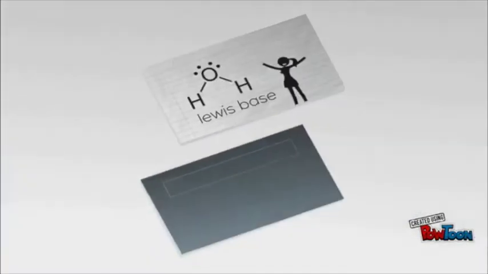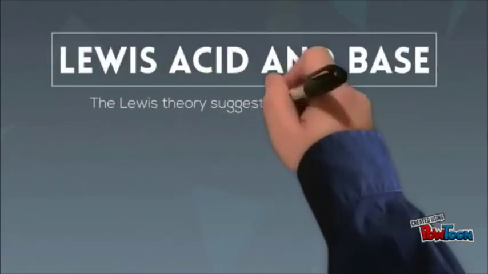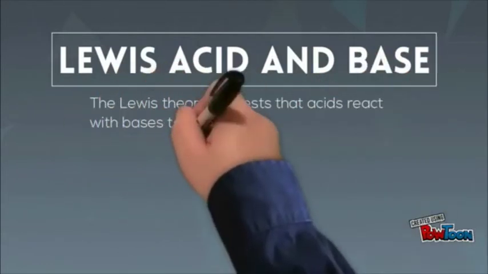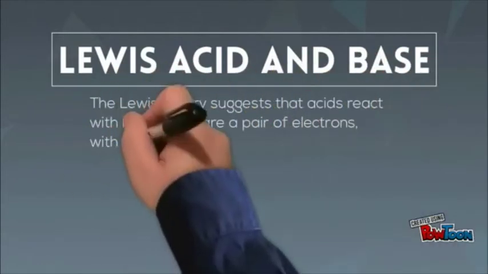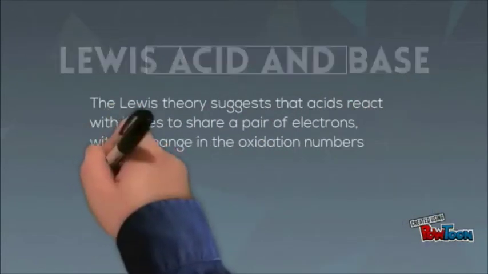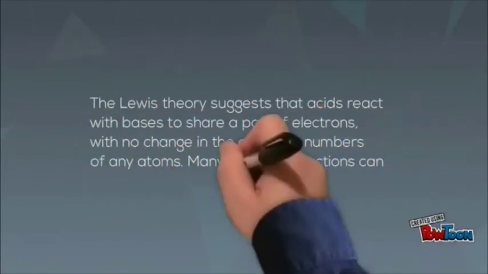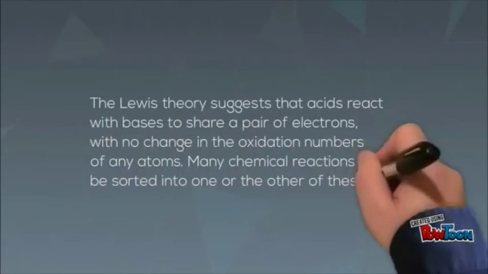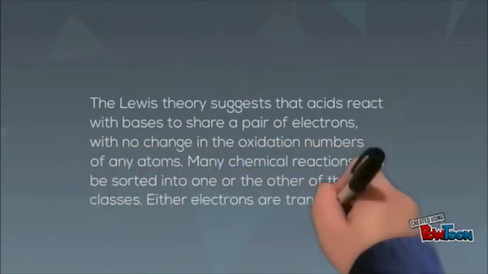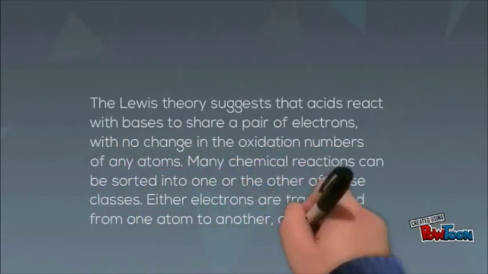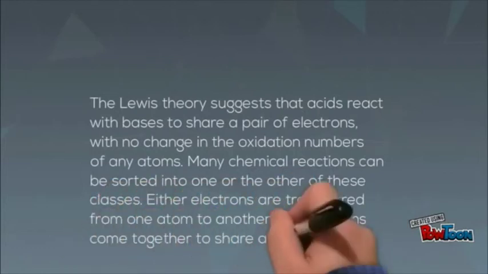The Lewis theory suggests that acids react with bases to share a pair of electrons, with no change in the oxidation numbers of any atoms. Many chemical reactions can be sorted into one or the other of these classes. Either electrons are transferred from one atom to another, or the atoms come together to share a pair of electrons.